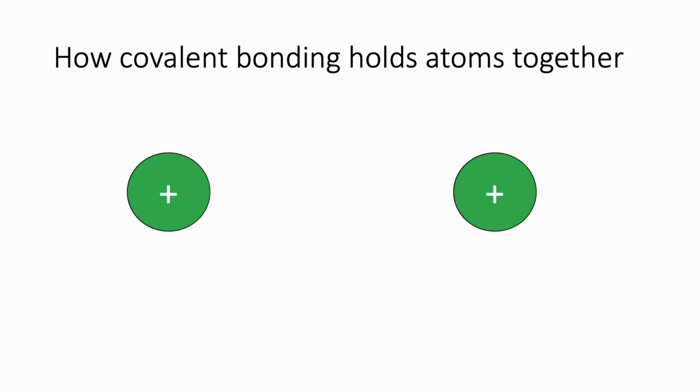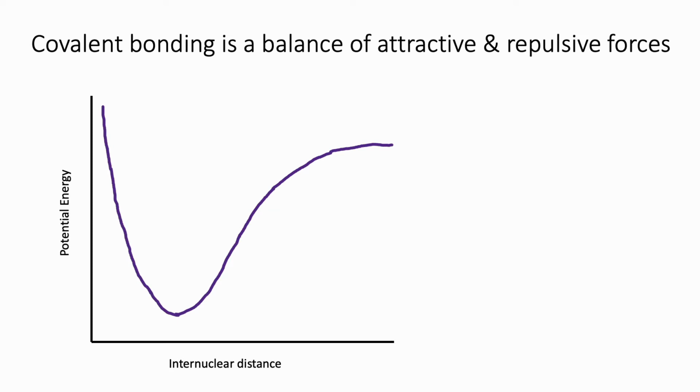So how does covalent bonding work? You're going to have your 2 nuclei, which are positively charged, and you're going to have your electrons located in general between them. And so what's going to happen is both of these positively charged nuclei are going to be attracted to the negatively charged electrons, and that pulls them together. However, I have to say that covalent bonding is a balance of attractive and repulsive forces.